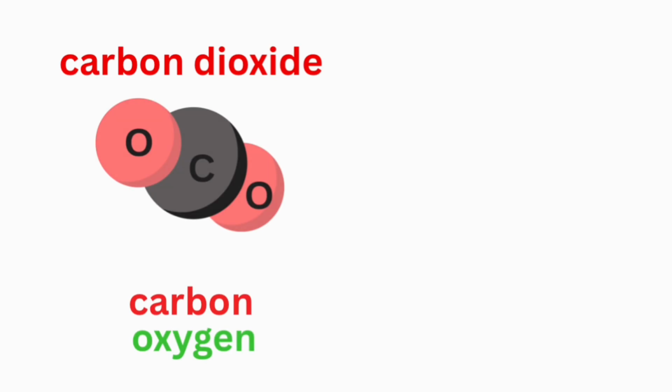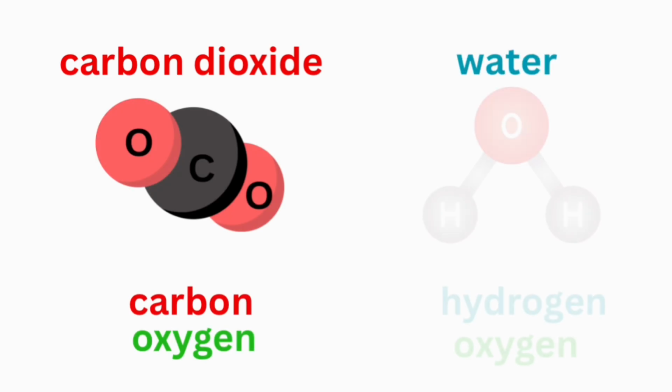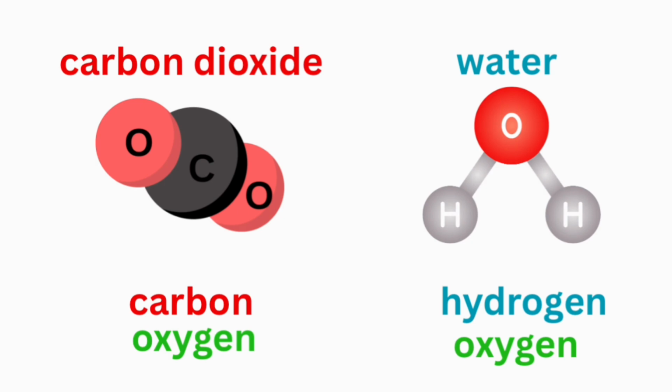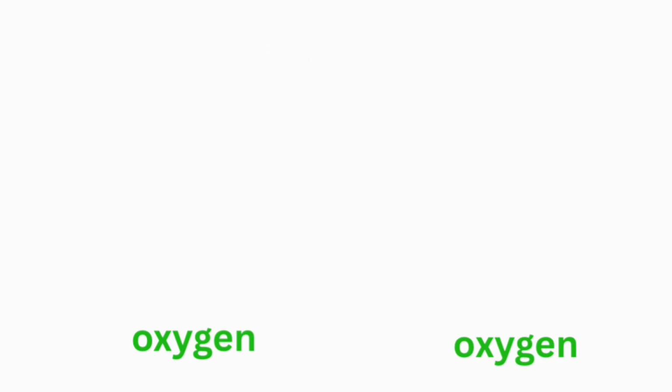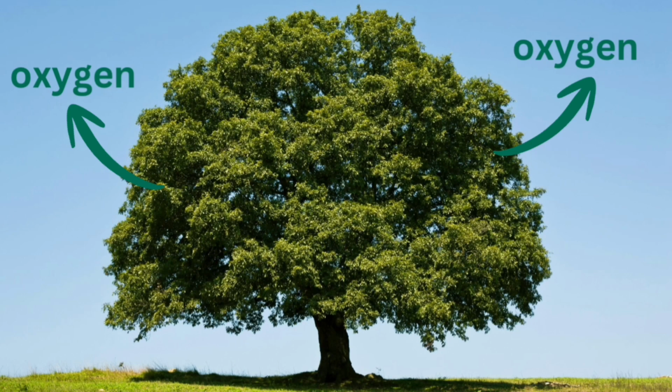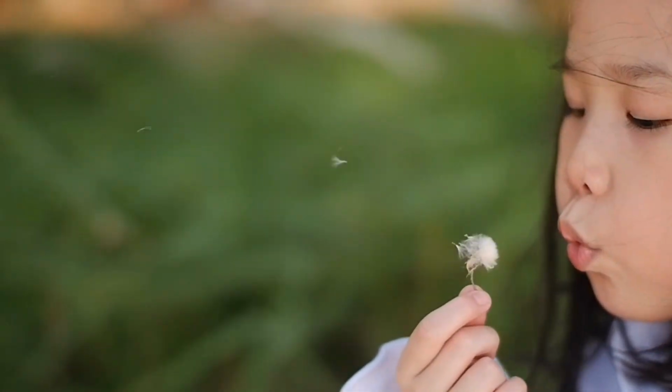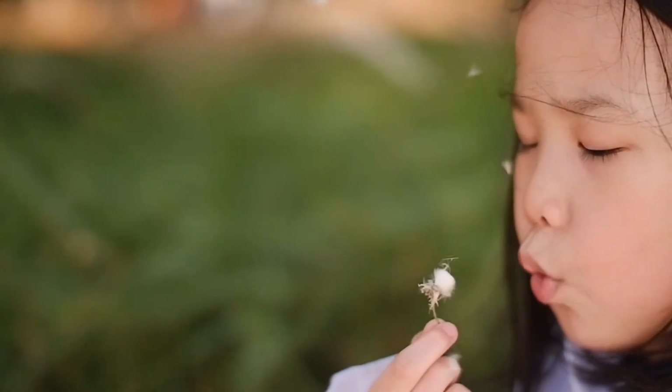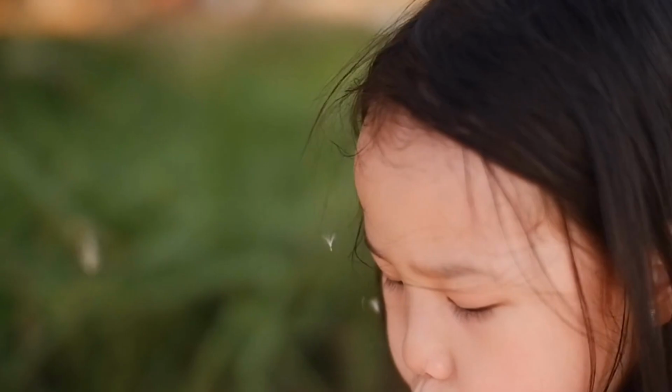You may know from chemistry that carbon dioxide contains carbon and oxygen. And you may also know that water contains hydrogen and oxygen. This means that when carbon dioxide and water react together, oxygen is released as a waste product. The plant releases the oxygen that's made through photosynthesis into the air. And this is really helpful for us because we need to breathe in oxygen to keep alive.